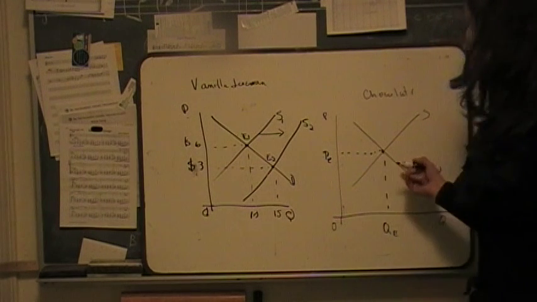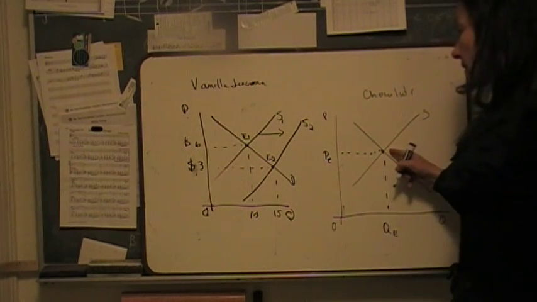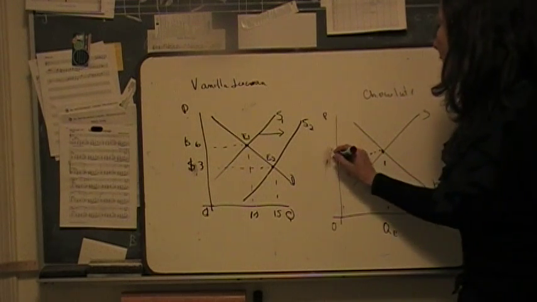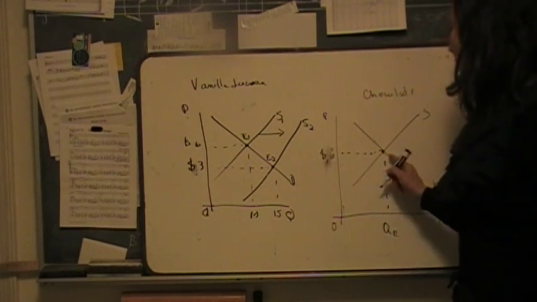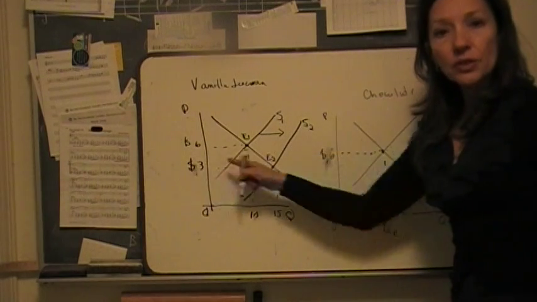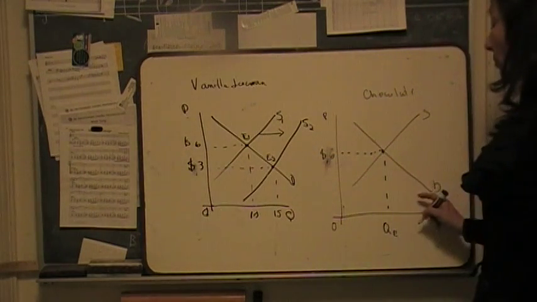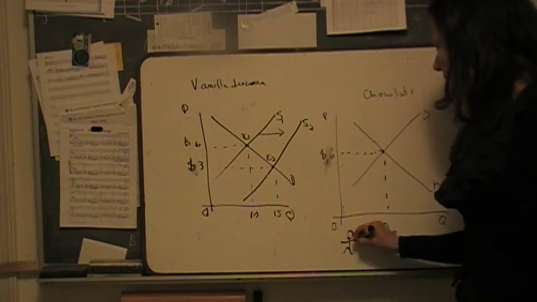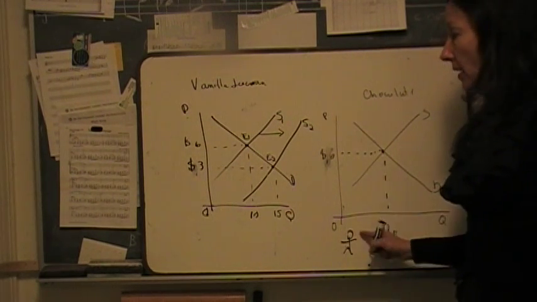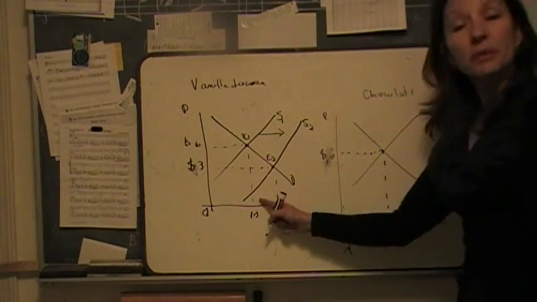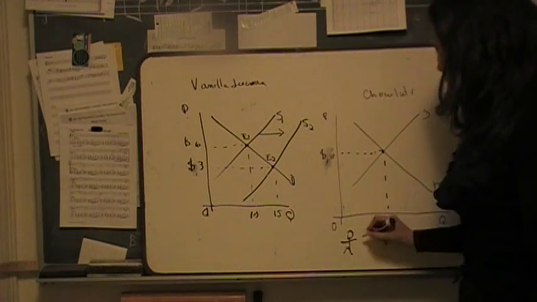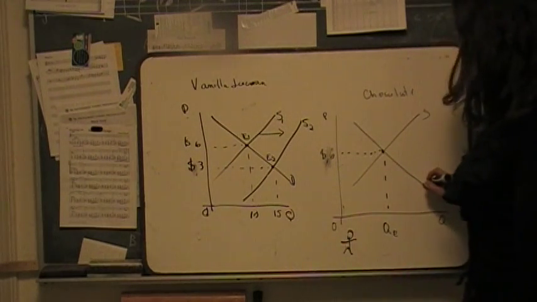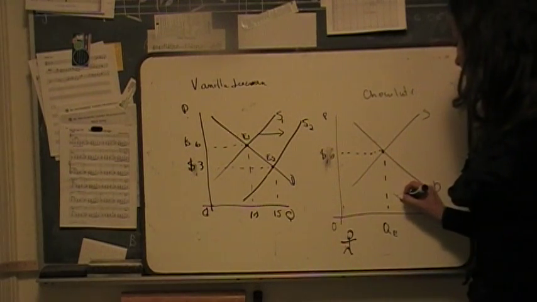Well, what's going to happen is people are going to say, hey, I'm paying like $6 a gallon for chocolate ice cream. But if I buy vanilla ice cream, it's only $3. So I'm going to leave this market. Here you are, you're shopping for ice cream. And you're like, wow, chocolate ice cream is really expensive. I'm not going to buy chocolate ice cream. I'm going to buy vanilla ice cream. So when you leave the market and all the other people start going to buy vanilla ice cream, well, the demand curve is going to shift to the left.